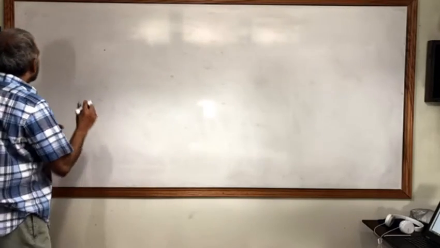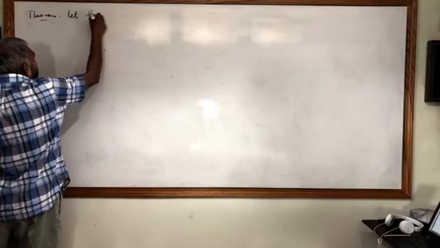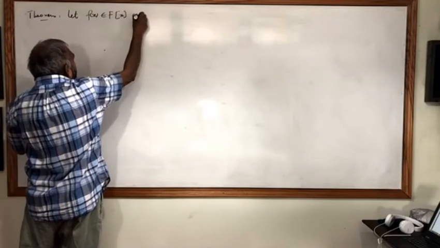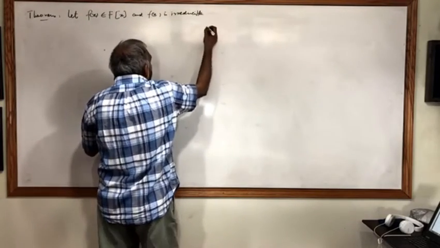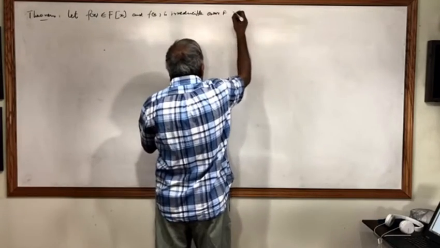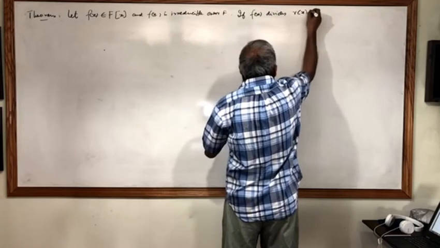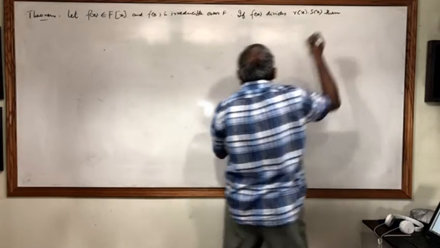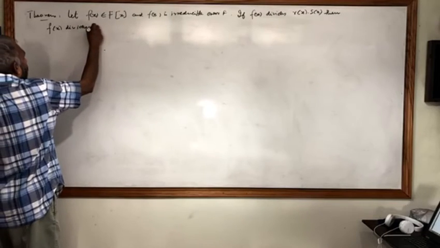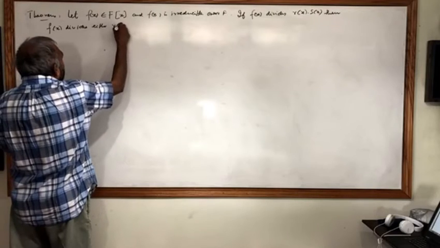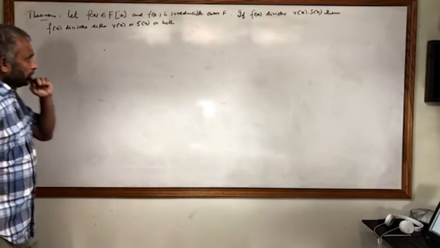So. Let us do another result, a very simple one. Let p(x) be in F[x] and p(x) is irreducible over F. If p(x) divides r(x) times s(x), then p(x) divides either r(x) or s(x) or both. It is something like this.